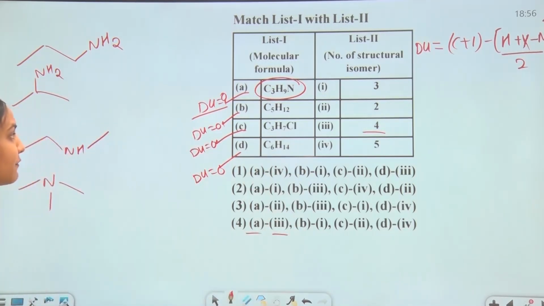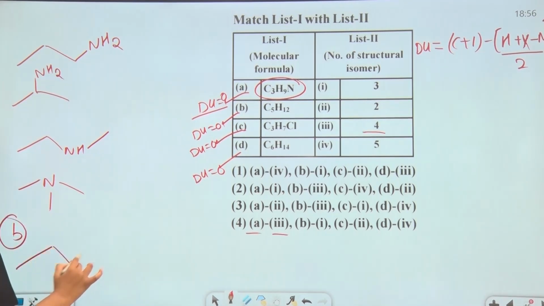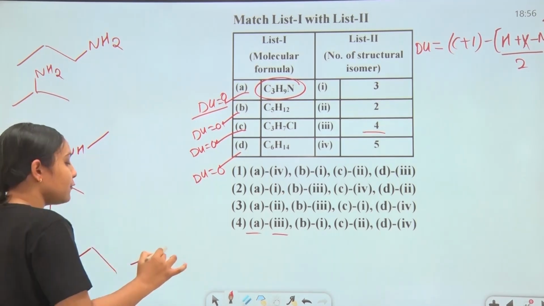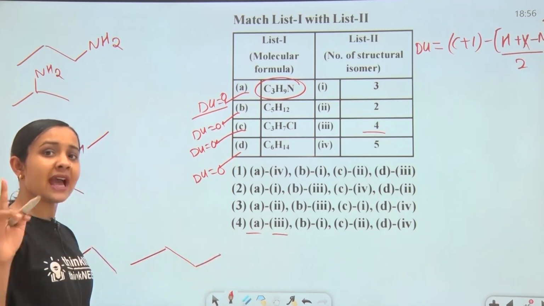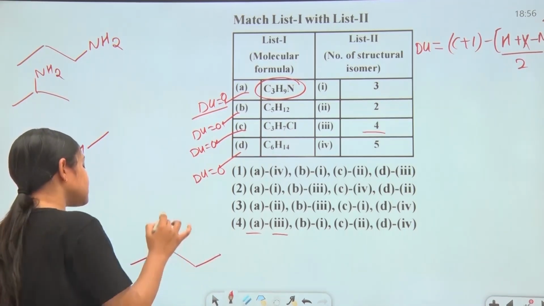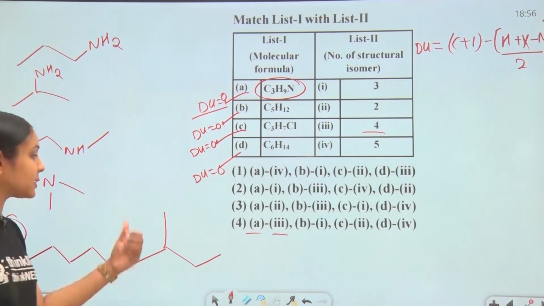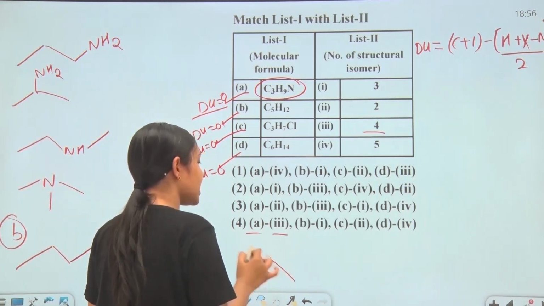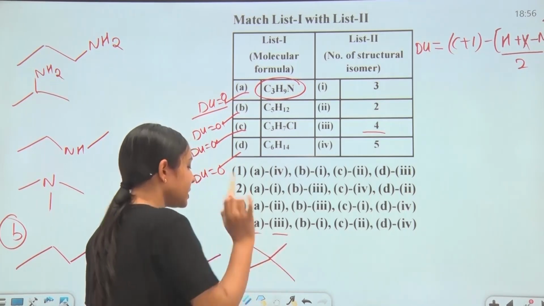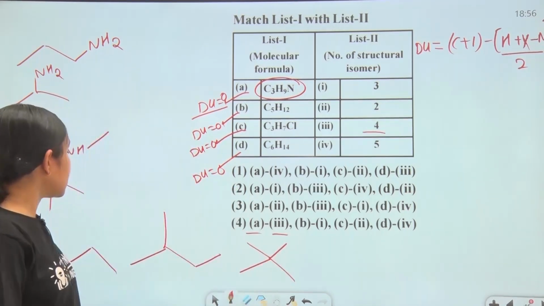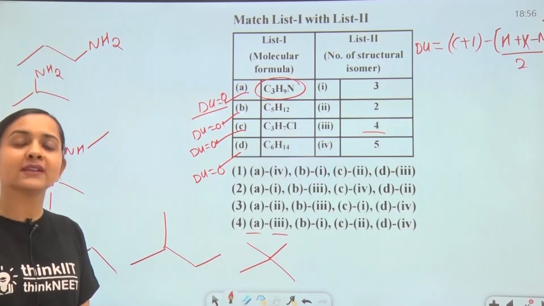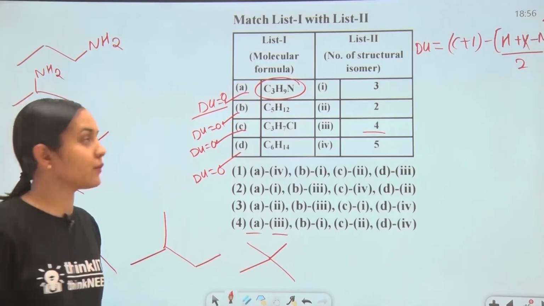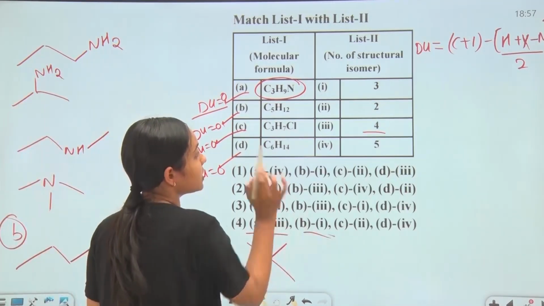Now the second is C5H12. So for this C5H12, 5 carbon atoms are present in a straight chain. Next will be 4 carbon atoms in a straight chain and 1 carbon atom attached as a methyl at this carbon. Next will be 3 carbon atoms in a straight chain, and this is here. So now you can see we can draw 3 structural isomers by using the C5H12 molecular formula. So B will show 3.